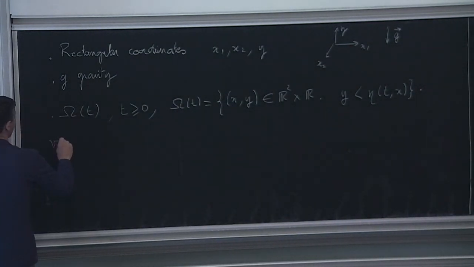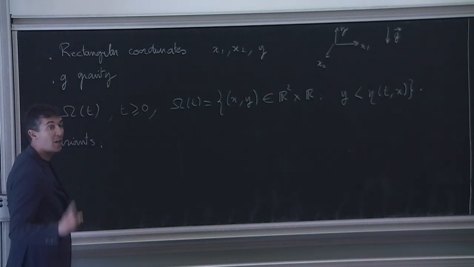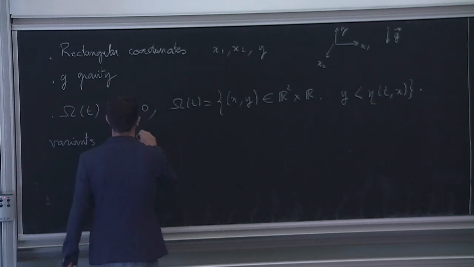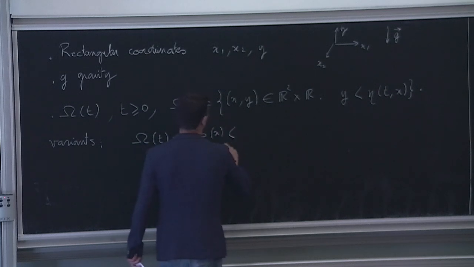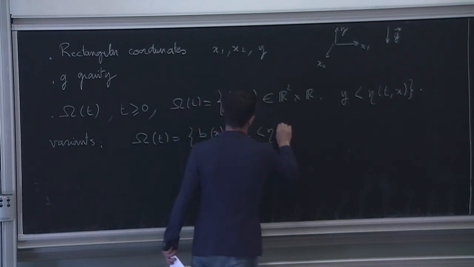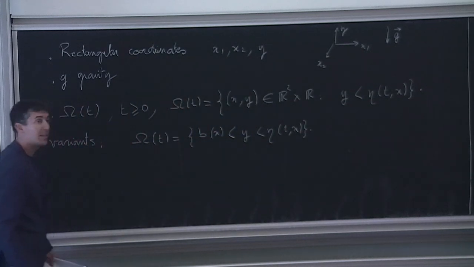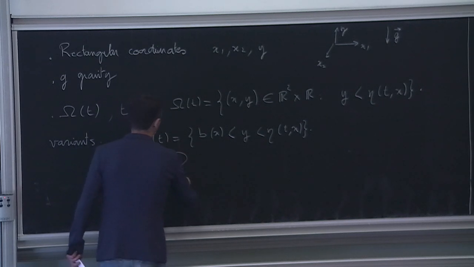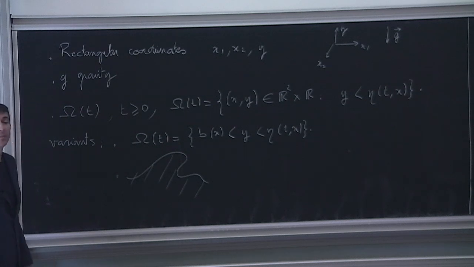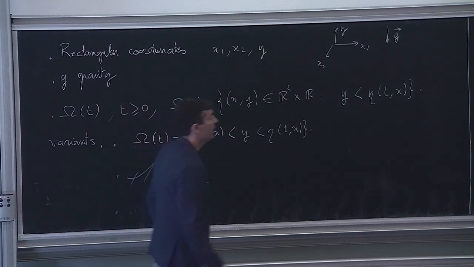There are many variants which are possible that we are not going to discuss. The case with the bottom will be discussed next week by David Lannes, I presume. We could also consider the case where the free surface is not a graph. And there are, of course, obviously, many possible variants.